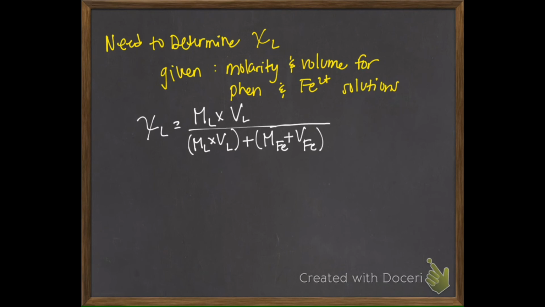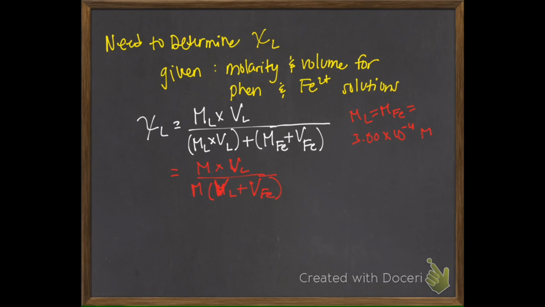Oh, that should be times the volume of the iron 2+. Right, so that's multiplied, right? Molarity times volume gives us moles. So molarity of the ligand equals the molarity of the iron 2+. They're both 3.00 times 10 to the negative 4 molar. So they're equal to each other. So molarity, I'm just going to use now M. So I have molarity times volume of the ligand, and I have molarity times the volume of the ligand plus the volume of the iron 2+ solution.